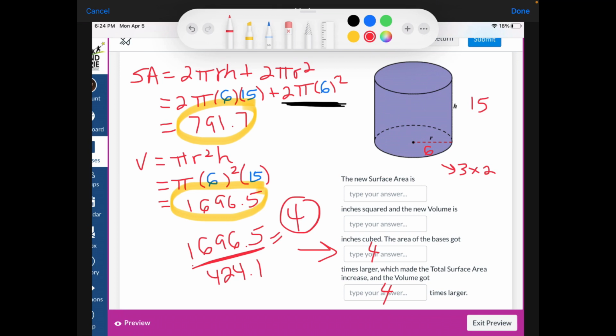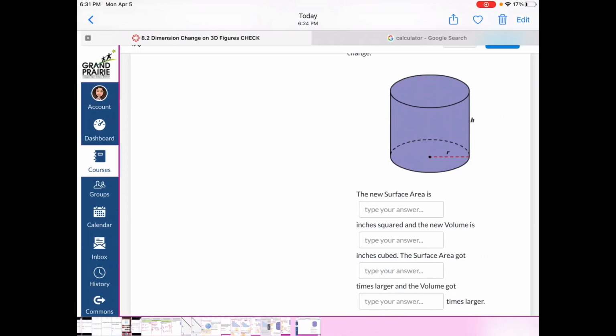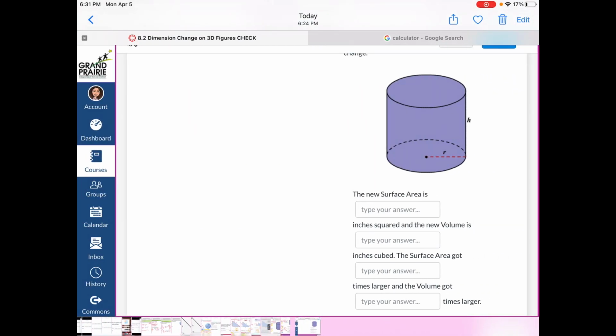And so we can know that from the first volume to our second volume, the number went up 4 times. It got 4 times larger. Okay? Hopefully that makes sense. And this was when we only changed one dimension. But what happens if we change both dimensions?